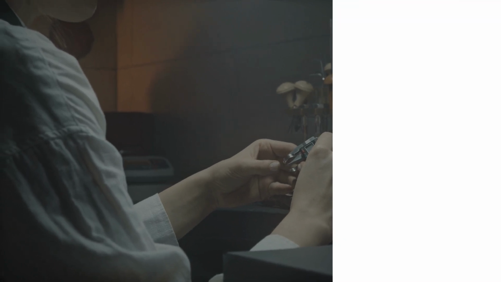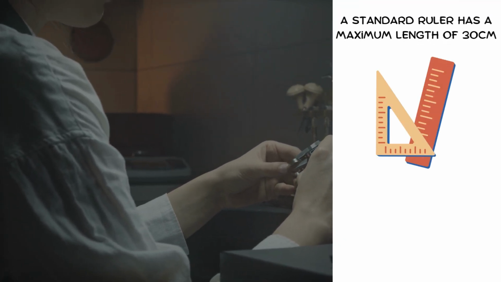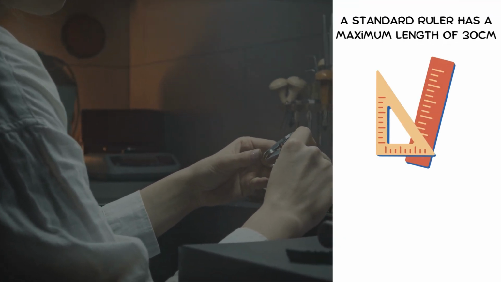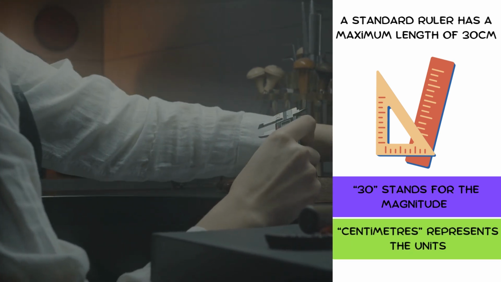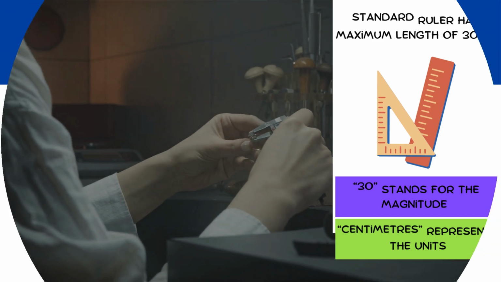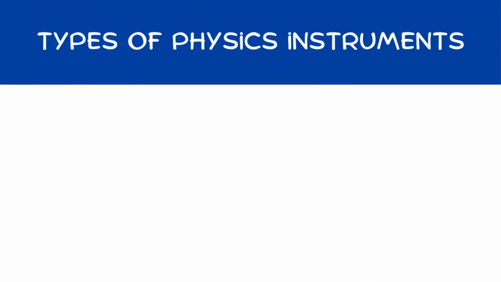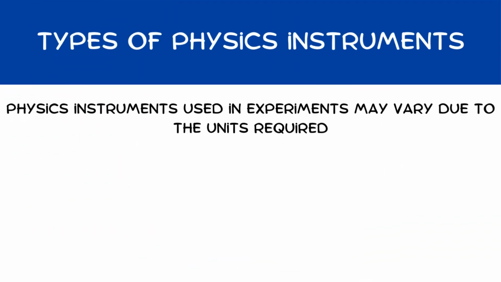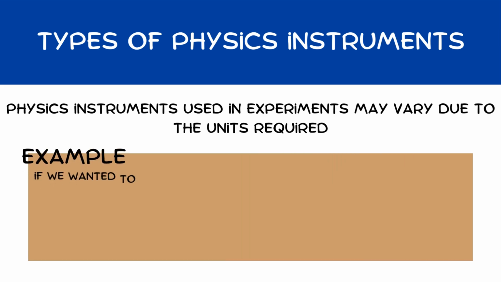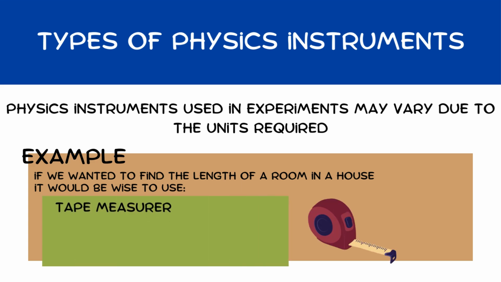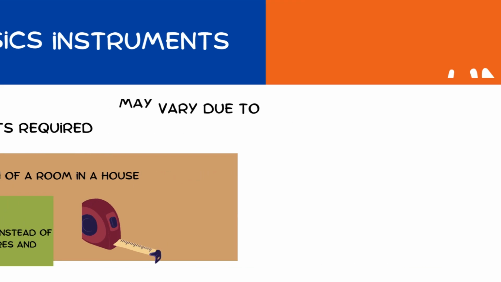For example, a standard ruler has a maximum length of 30 centimeters. The 30 represents the quantity or size, while the centimeters represent the unit of measurement. In most cases, the type of instrument we use to make readings is important, as it can alter the units of a value. For example, if we wanted to measure the length of a single room in a house, it would be wise to use a tape measure rather than a standard rule, as the tape measure uses larger units.